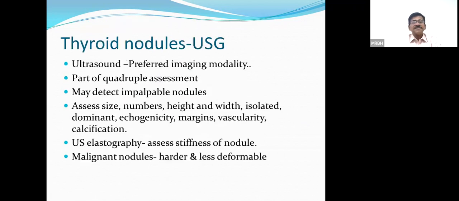The most important assessment for the thyroid is a good ultrasonography. It's the preferred imaging modality and part of the quadruple assessment. Ultrasound can detect impalpable nodules, and it can assess the size, number, height, width, isolated or dominant nodule, echogenicity, margins, vascularity, and calcification. Addition of elastography can assess the stiffness of the nodules. Malignant nodules are harder and less deformable.